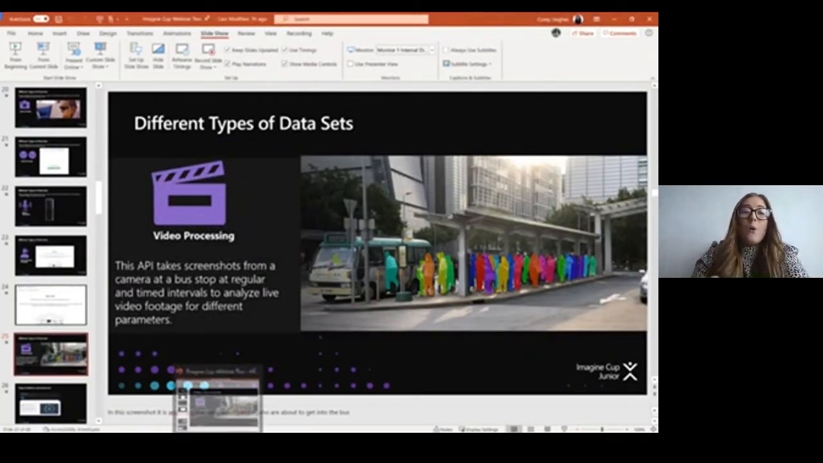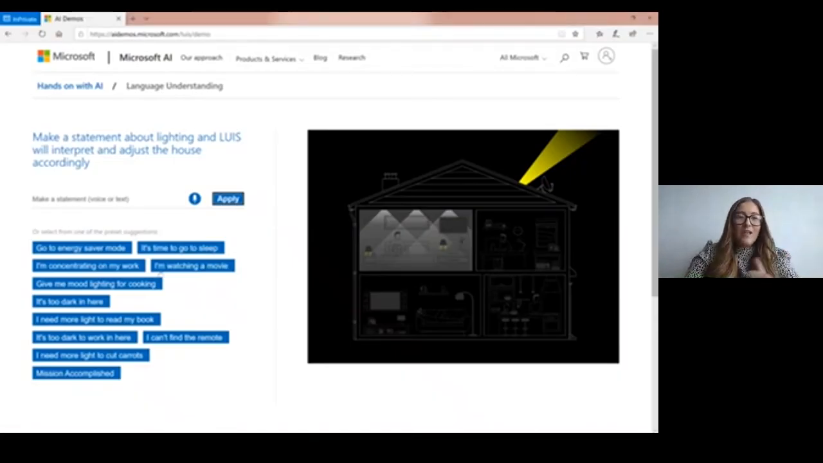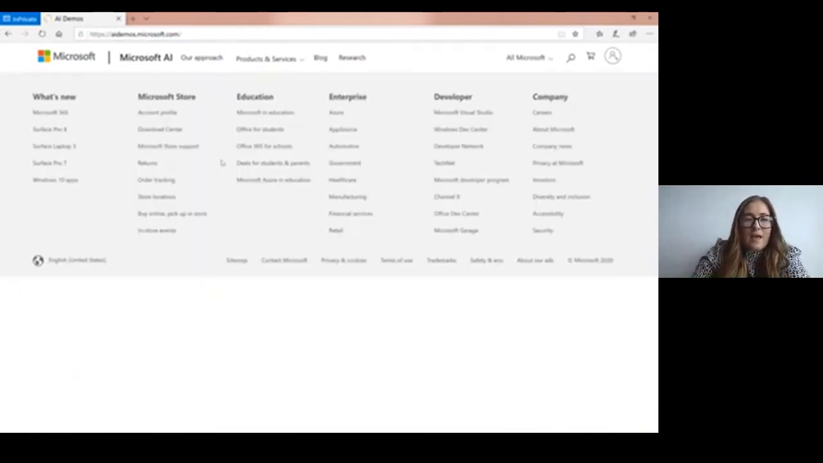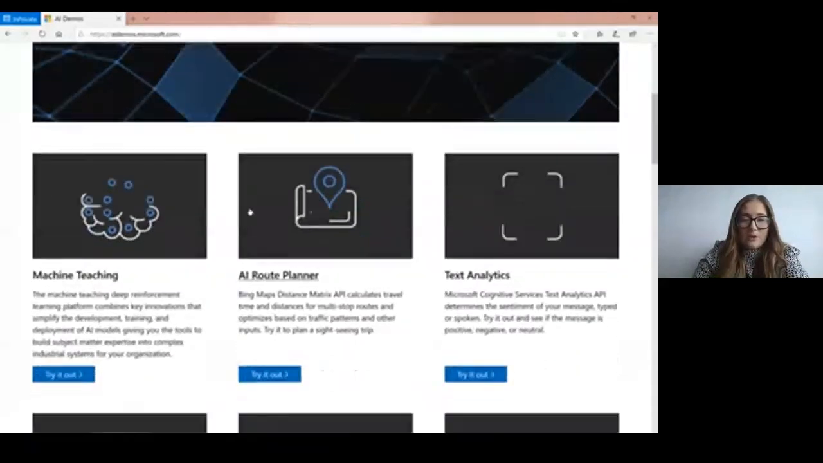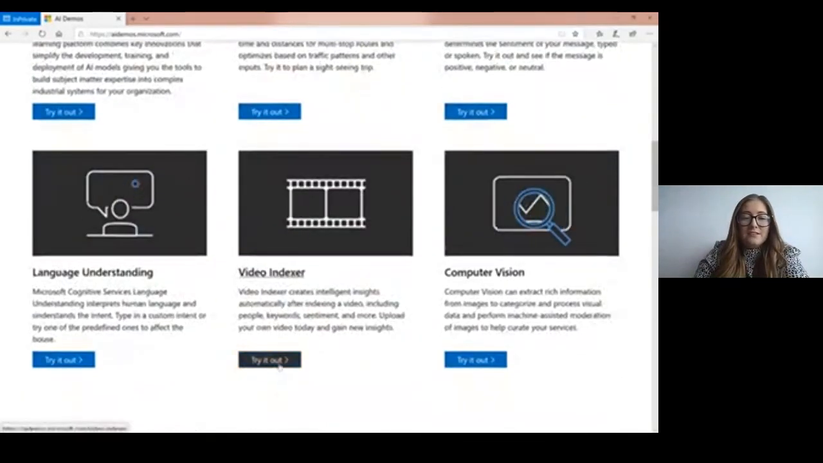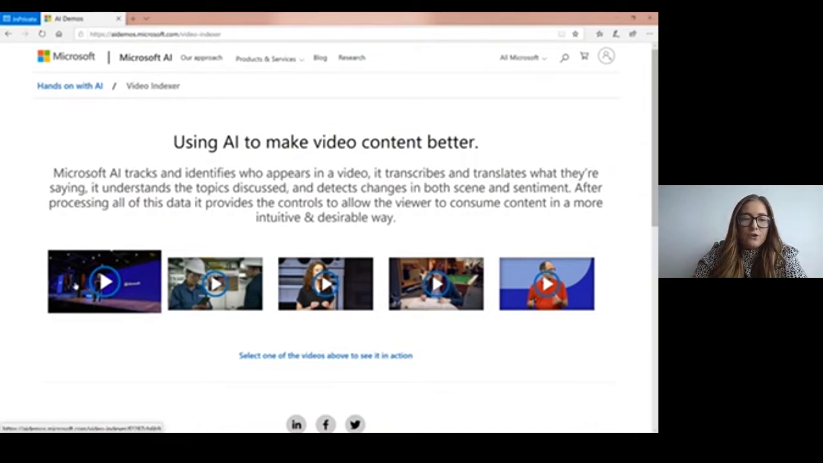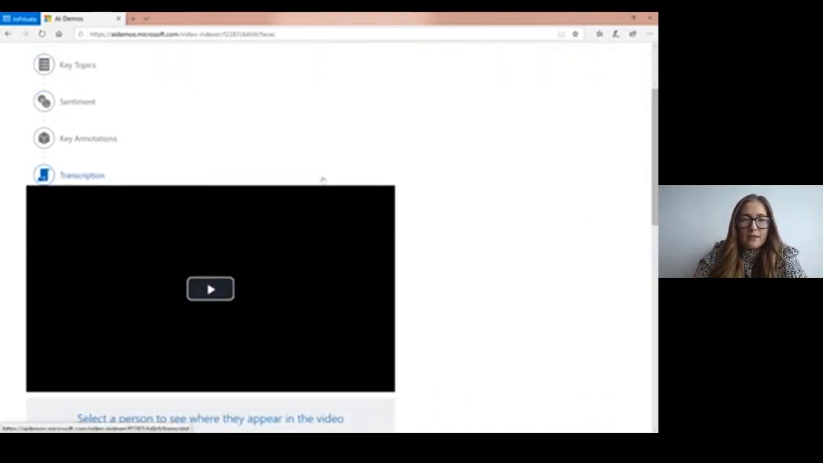So I'm going to go back into the internet and go to aidemos.microsoft.com again, so just the same link. And this time, I am going to go down to Video Indexer. I would like you to do this with me at home, so pause me if you want to go off and explore this on your own, or follow me now. So let's try out Video Indexer, and I'm going to go with the first video.